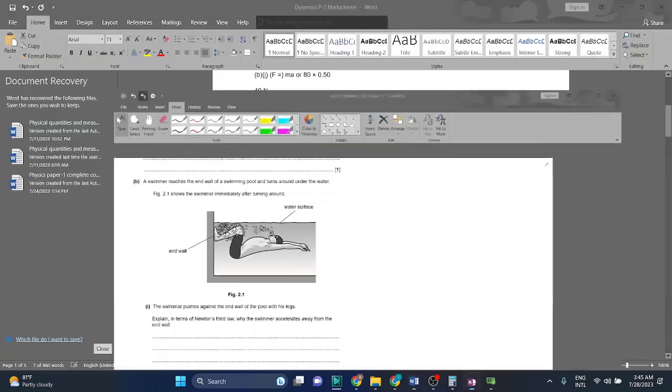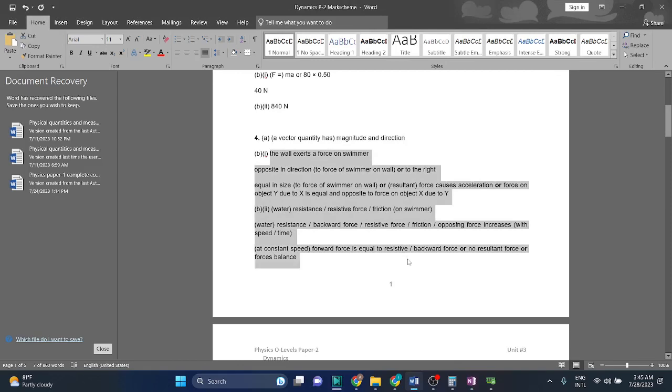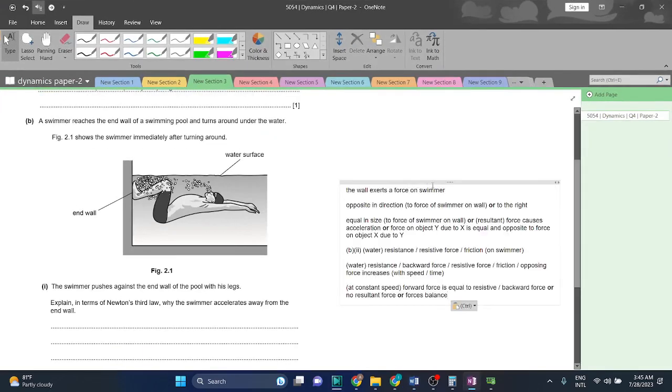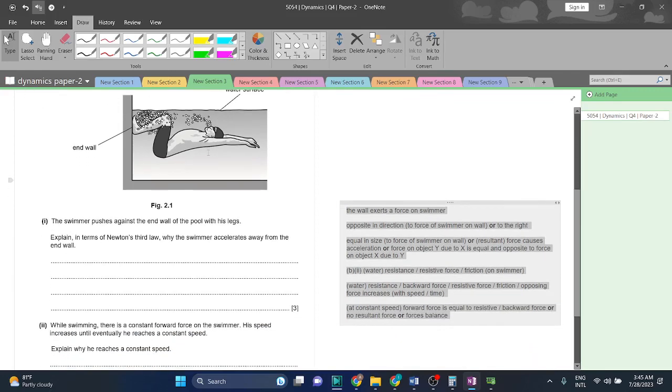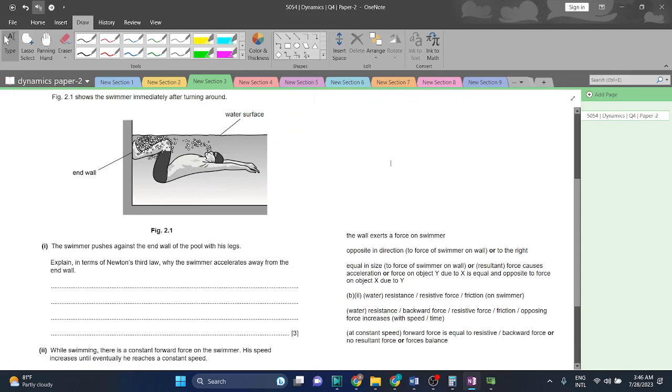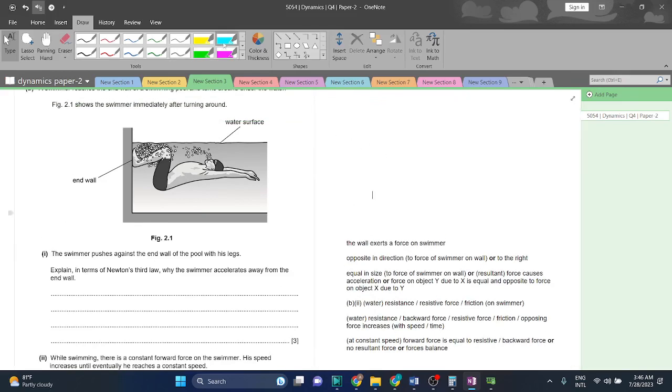Today it's swimmer questions first. A swimmer reaches the end wall of a swimming pool and turns around under the water. Figure 2.1 shows the swimmer immediately after turning around. The swimmer pushes against the wall of the pool with his leg. Explain in terms of Newton's law why the swimmer accelerates away from the wall. You have to understand that Newton's third law states that every action must have an equal and opposite reaction, equal in magnitude and opposite in direction.